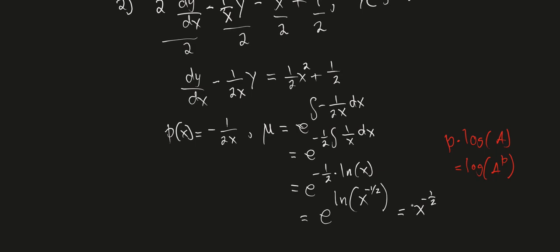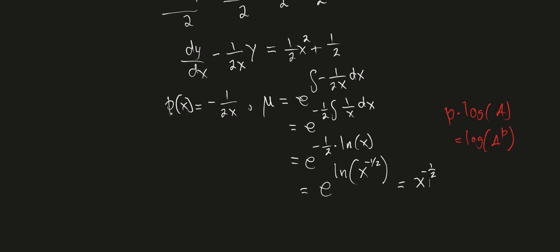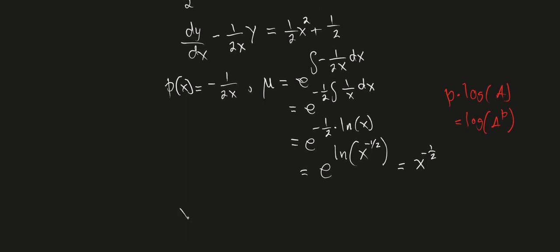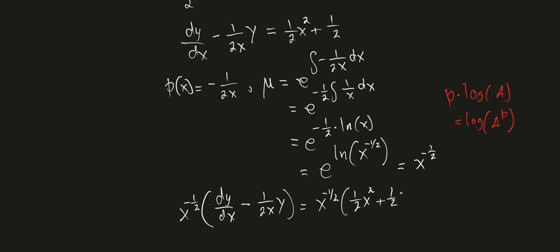We could write it in terms of the roots, but what I'm going to do now is take this integrating factor and multiply the entire differential equation. So we're going to do this. Take our x to the negative 1/2 and multiply dy/dx minus 1 over 2x times y, and then I have to multiply on this side as well. So x to the negative 1/2 times 1/2 x squared plus 1/2.